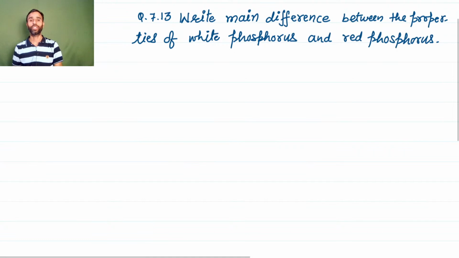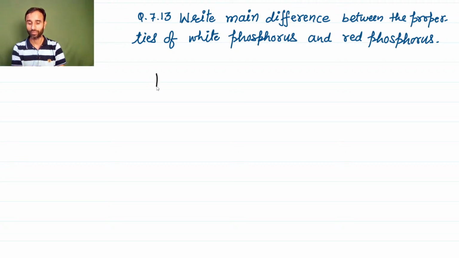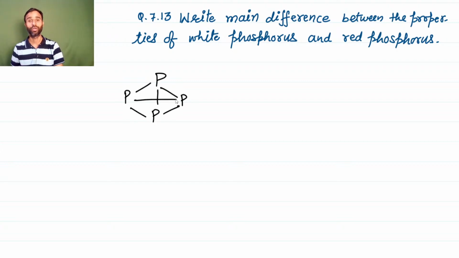Okay. Question number 13. Write main difference between properties of white phosphorus and red phosphorus. Now, first difference is in between structures. White phosphorus has structure like this. Structure of white phosphorus in which each phosphorus is sp3 hybridized, but this bond angle is only 60 degree.